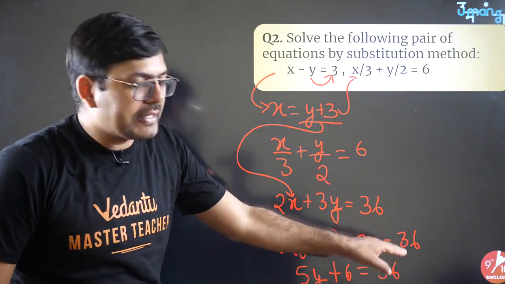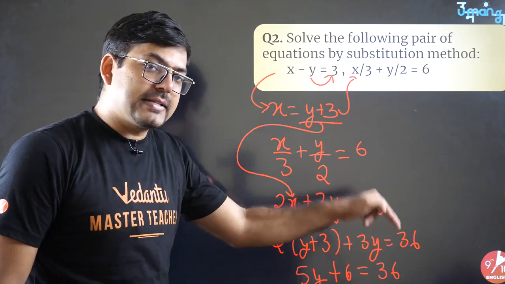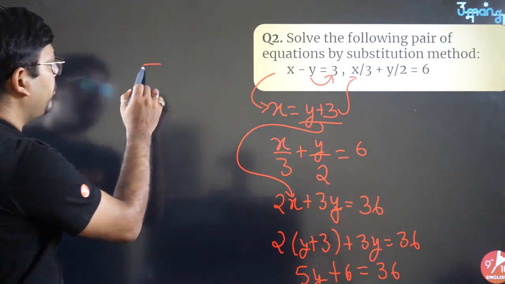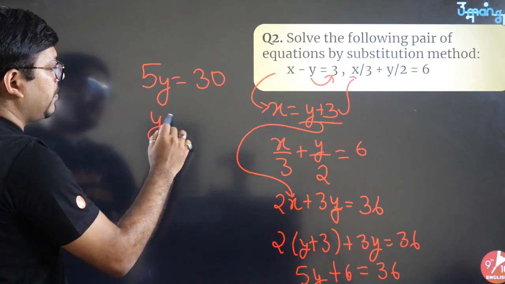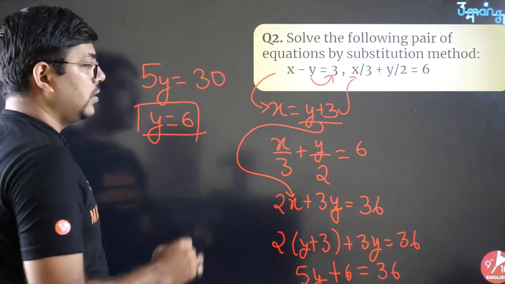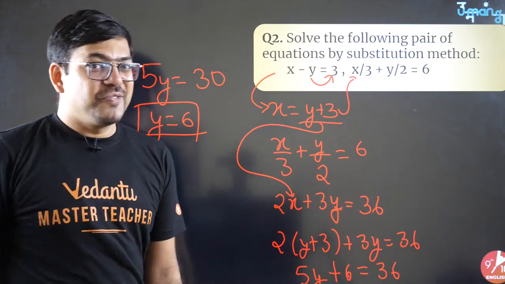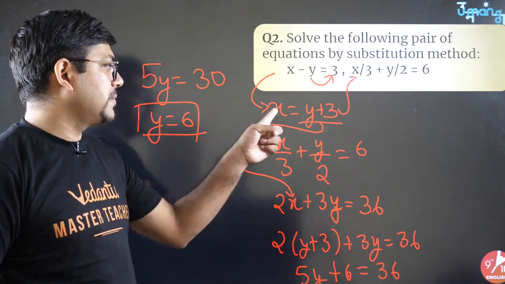You can send 6 to that side. So if you send 6 to that side, you will get 5y equals 36 minus 6, that is 30, and hence y will be equal to 6. Okay, y equals 6.